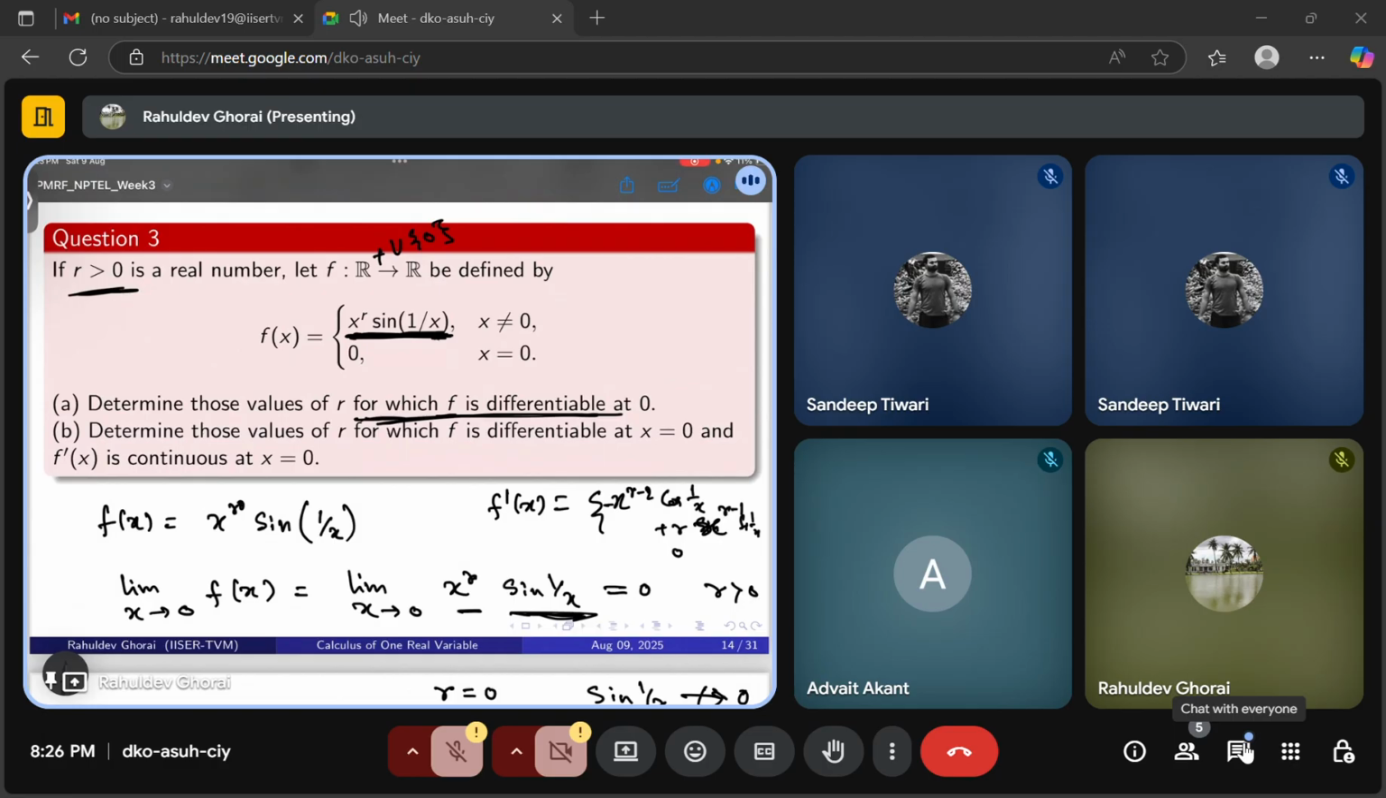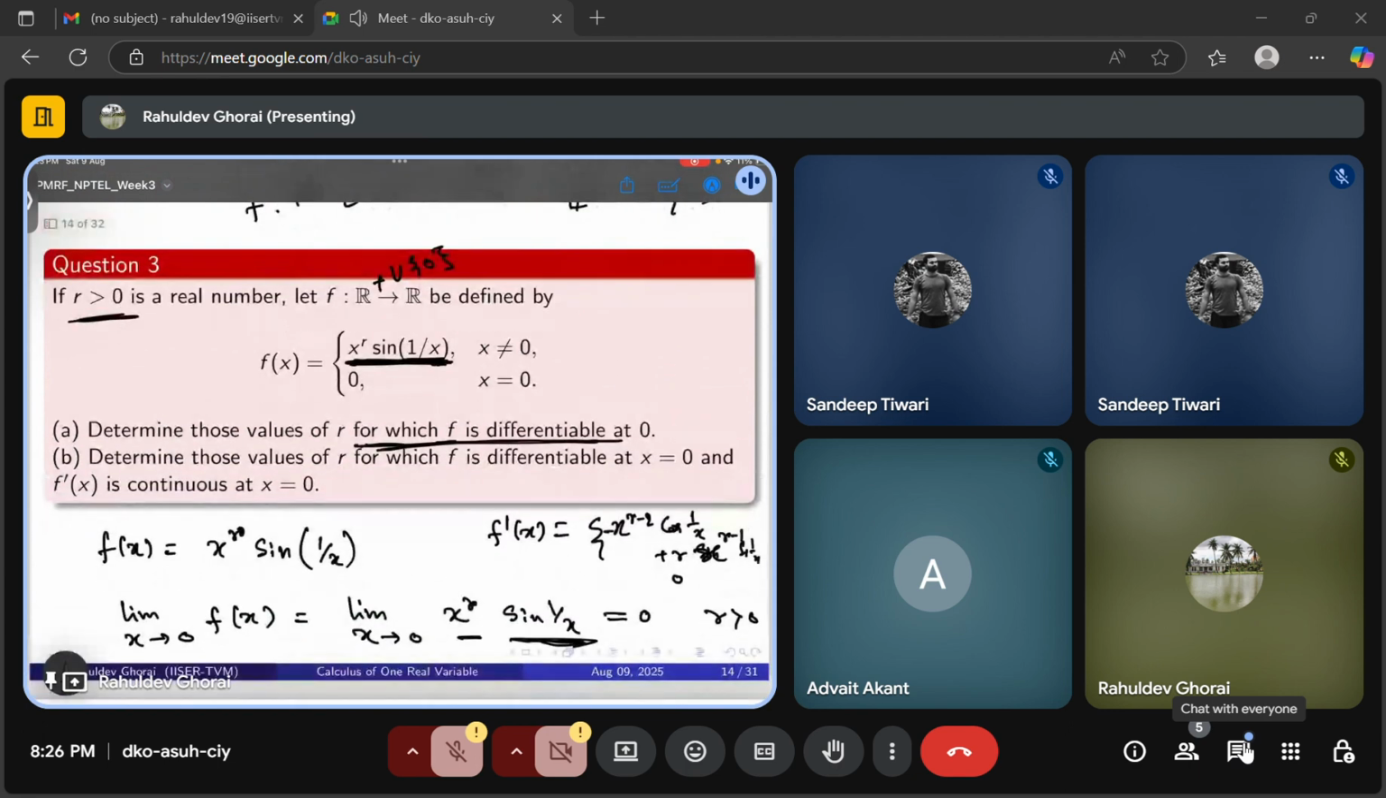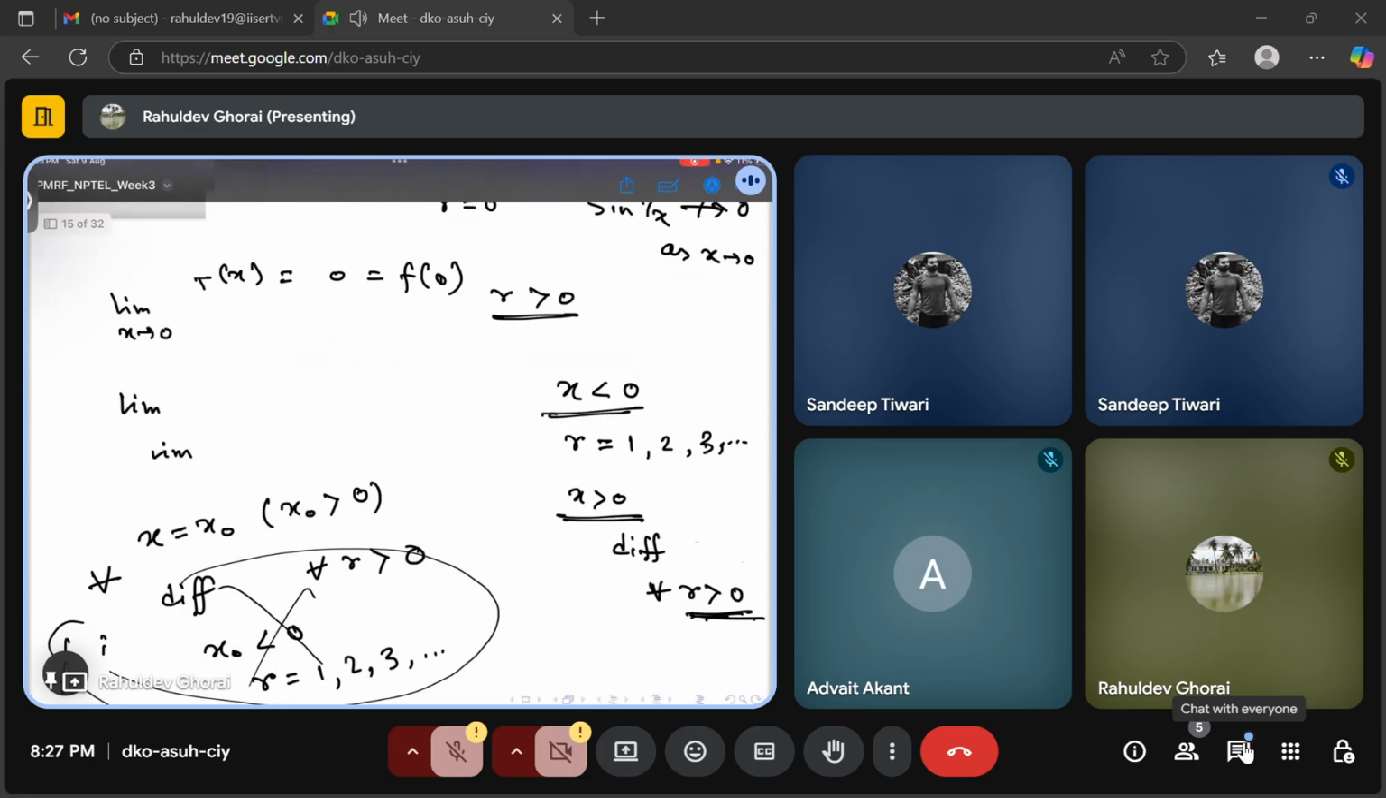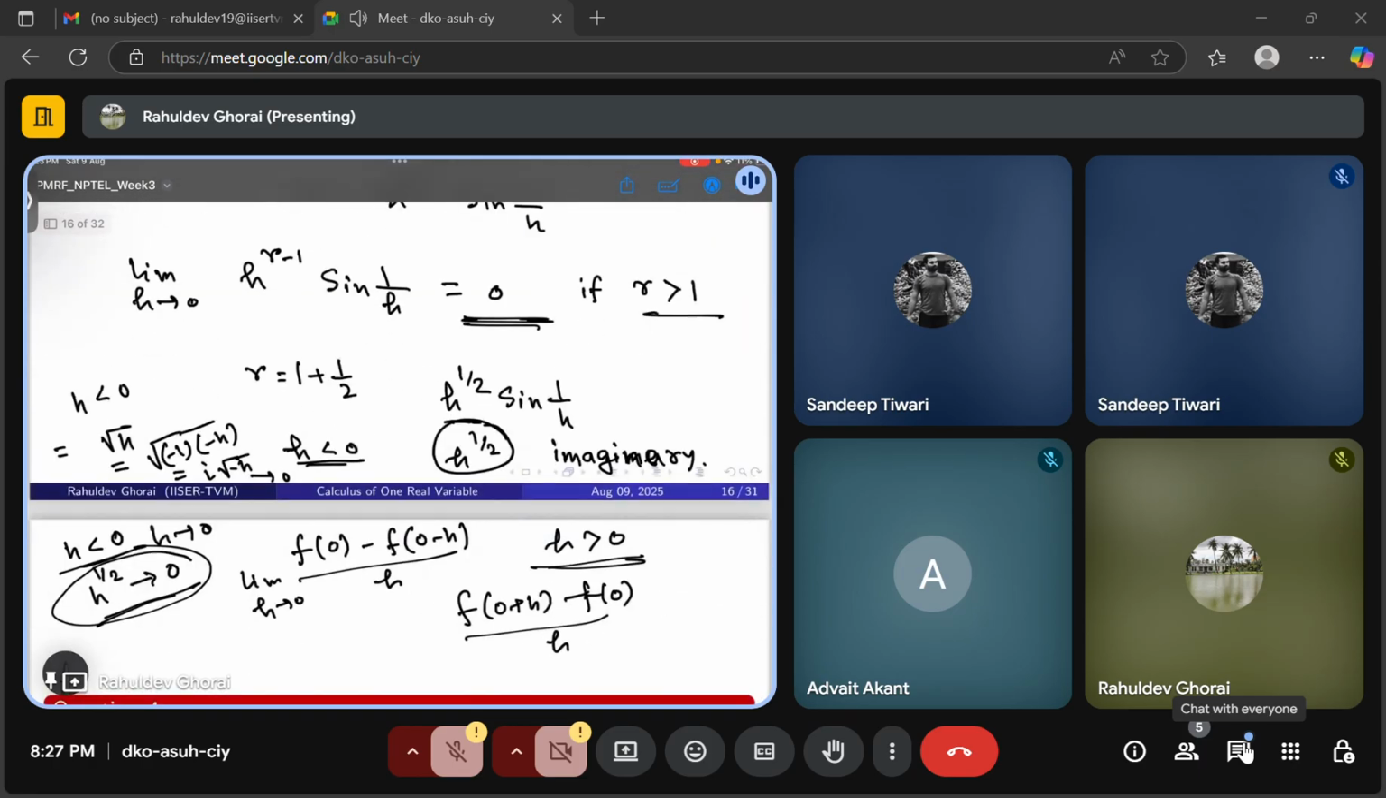I will think about it. Most probably, if we are considering from R to R, is that valid? It should not be valid because it is problematic at 0. You can understand, right? Square root of a negative number will converge to 0, but it is not in the real numbers.